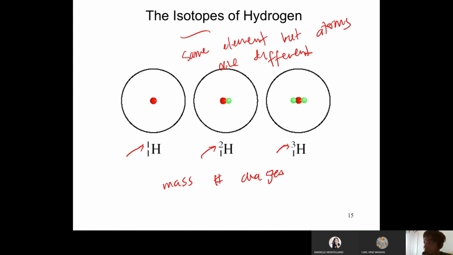Bakit nagbabago yung mass number nila? Because of the neutrons, no? Remember, yung mass number ay proton plus neutron, no? The proton should be the same. Hindi pwede magbago yung proton. Yung red dot dyan, hindi yan pwede magbago. Kasi pag nagbago yung dami ng proton, ano mangyayari? Ibang element na yan, no? Magiging helium na yan pag dalawa yan, no?